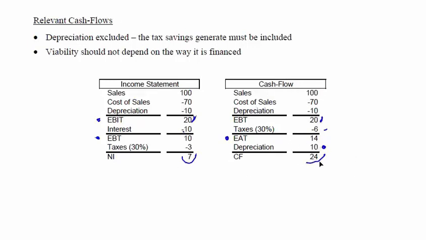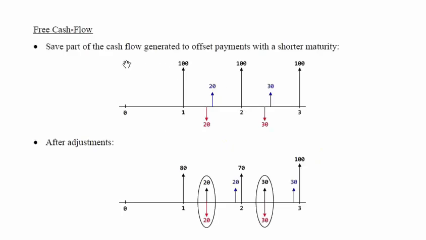So what we have here in the end in this process is what we call the operating cash flow. But in practice, what we should use is what is called the free cash flow. And with this example, I'm going to try to explain why there is a difference.